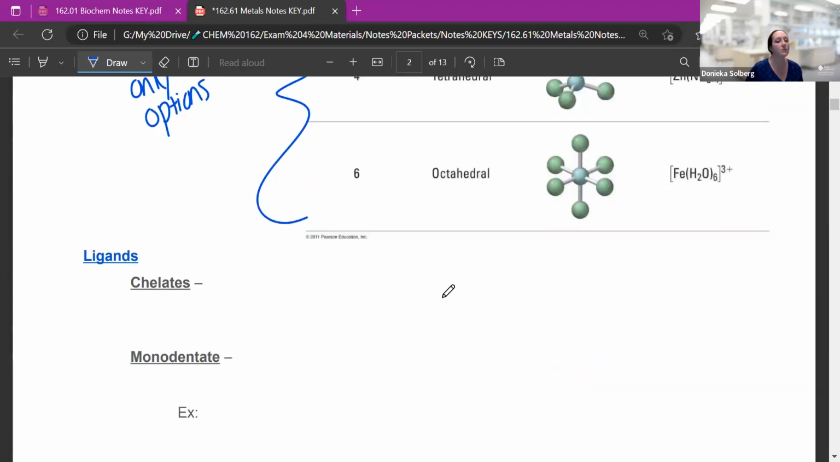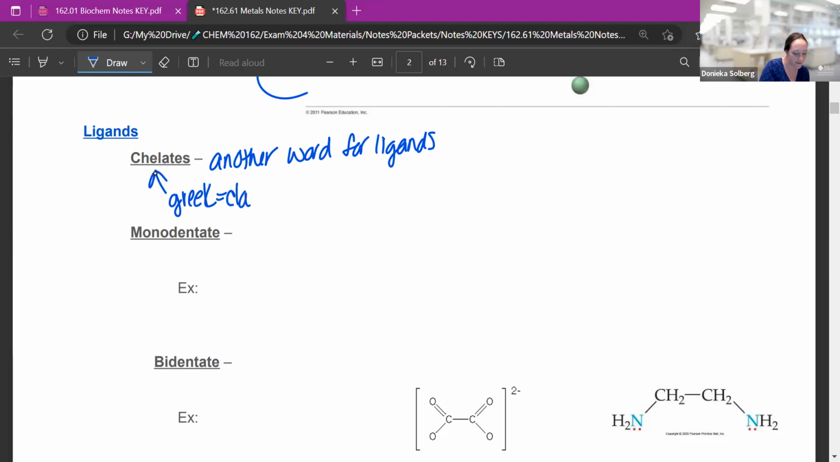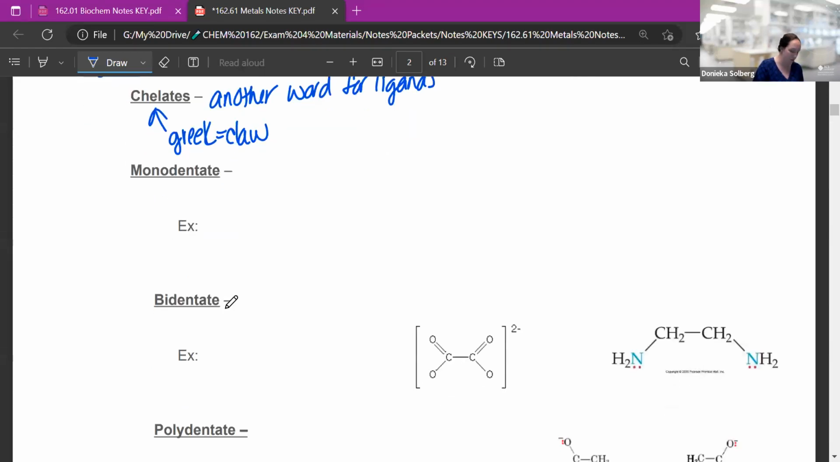Okay, so we're going to go a little bit more into these ligands really quick. Another word for a ligand is a chelate. It comes from the Greek word for claw, so they chelate, or they kind of grab onto the metal. You can kind of think of it that way. So chelates or ligands can be either monodentate or bidentate.